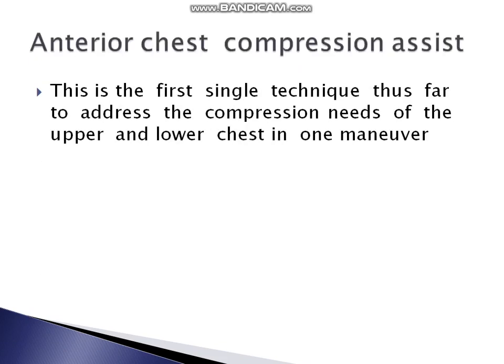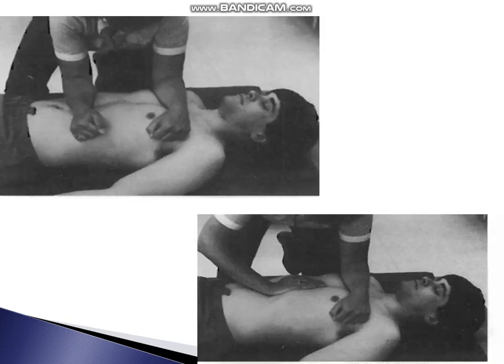Then the next technique is anterior chest compression. This is the first single technique thus far to address the compression needs of the upper as well as the lower chest in a single manner. You can see the diagram. In this, the therapist puts one arm across the patient's pectoral region to compress the upper chest, and the other arm is either placed parallel to the lower chest or abdomen.